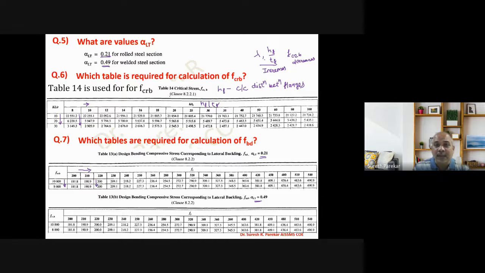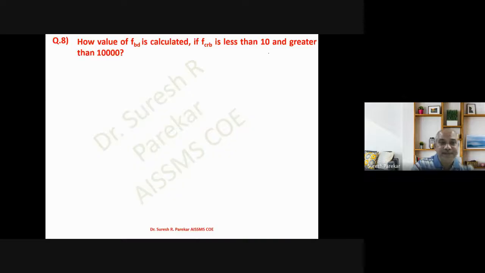So for lambda increase, FCRB decreases, and if FCRB decreases, FBD decreases. So for less value of lambda and HFTF, your FCRB increases, which increases your FBD. So you can see these are inversely proportional. Lambda and HTF are inversely proportional to FCRB, and same for FBD.